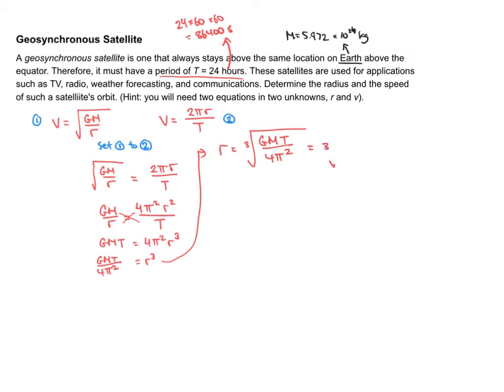Okay, so now I'll try to fill them in. So cube root, G, so 6.67 times 10 to the negative 11 times the mass of the Earth, 5.972 times 10 to the 24, times my period. There's a mistake. The period needs to be squared. So I'm going to backtrack here and make this correction.